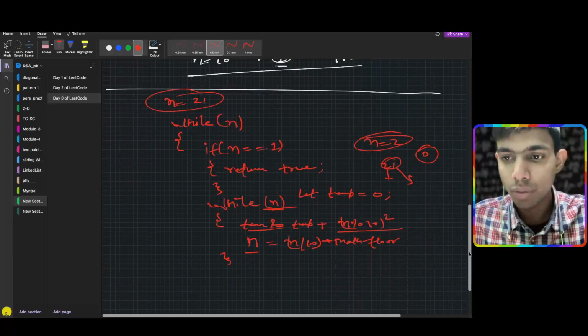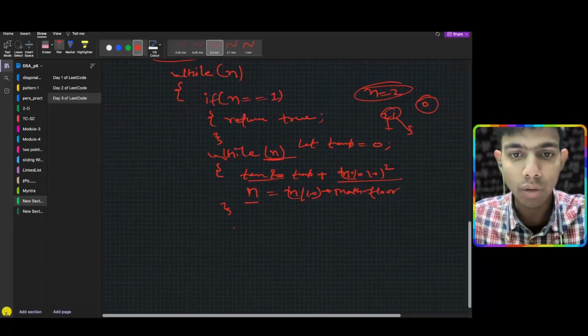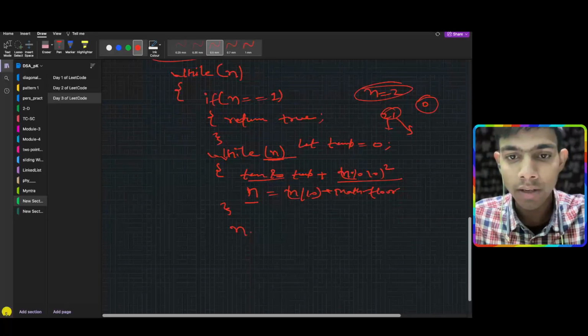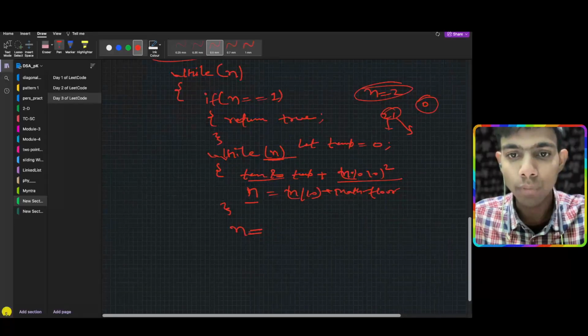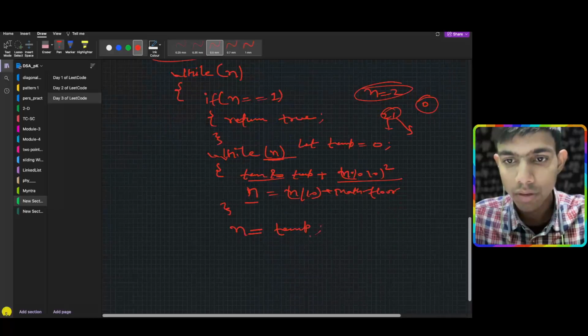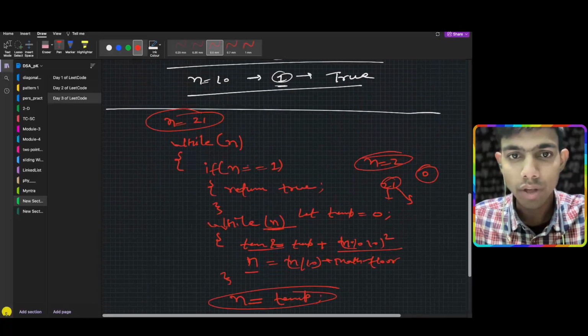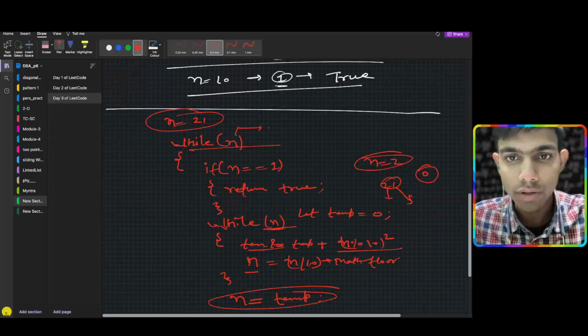And after coming out of this while loop, we can say that n is equal to temp, because we are checking here, and this condition is false.